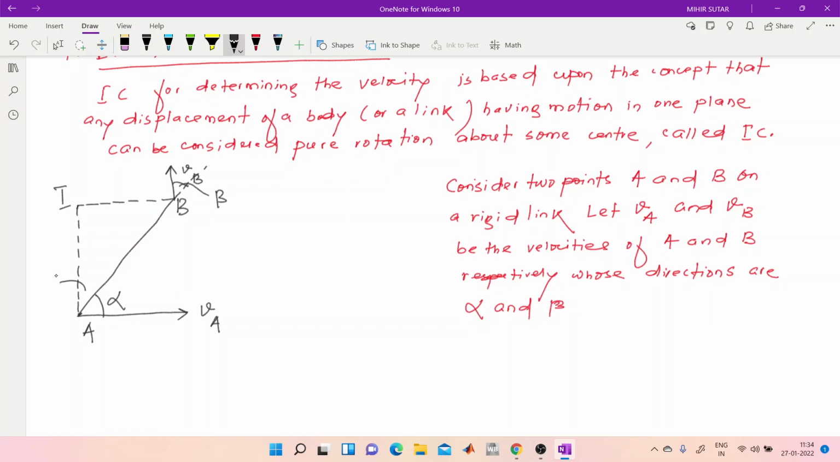So what about this angle? It will be 90 minus alpha, and this angle will be 90 minus beta, right? So if it is V, then what will be this component? It will be VB cos beta. And what about this component of BA? It is VA cos alpha.